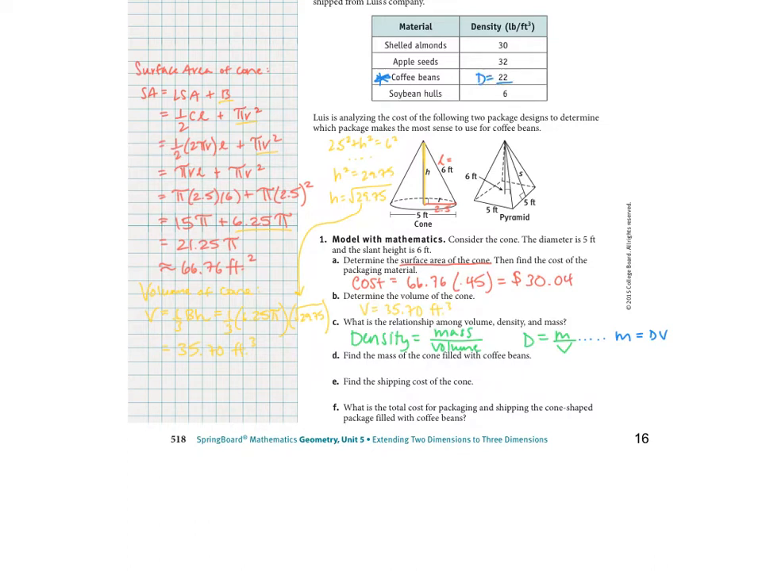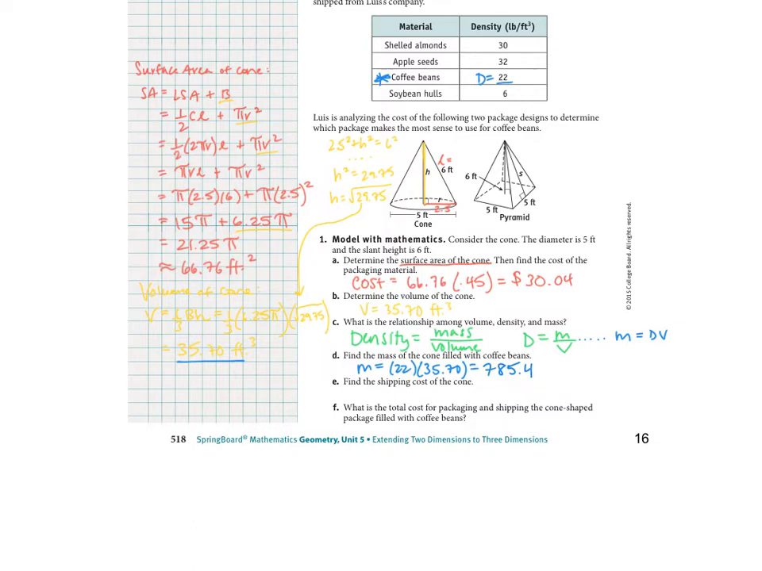Now, we're looking at the cone. Do we have the volume? Yeah, we have the volume from our previous problem. So to find that mass, we have to multiply our density of 22 times the volume of 35.70. So I'm putting that in my calculator right now, going to figure that out. And I am going to end up getting 785.4. Now, I usually round to 2 decimal places, but it's okay since we only have 1 decimal place here right now.